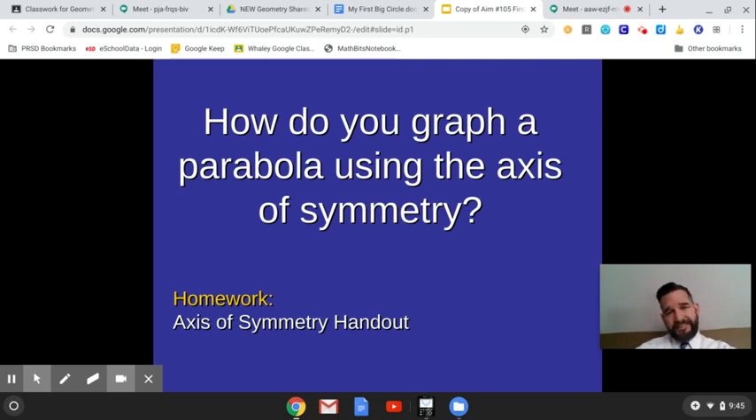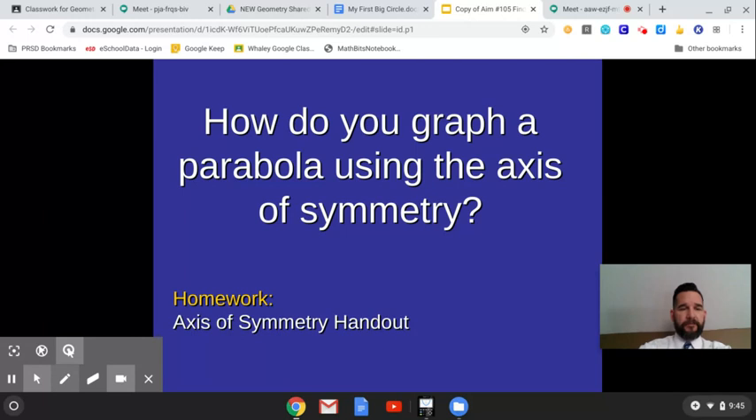Hey guys, welcome to the second day of quadratic functions. Yesterday we introduced you to what a quadratic function is. It's an equation with an x squared in it. We looked at the graph known as a parabola, and you see that word up here in our aim for today.